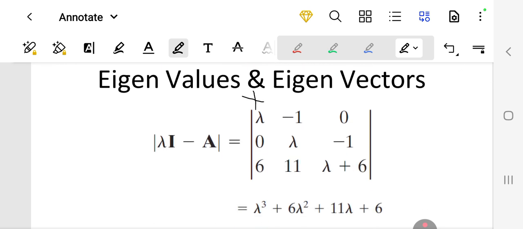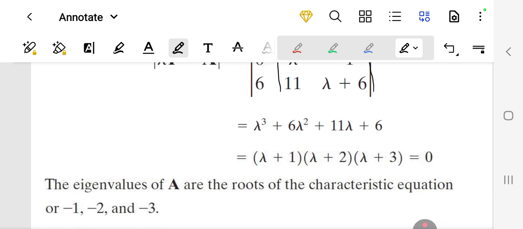The first column is positive, the second column is negative, and the third column is positive. We get lambda times the subdeterminant, which is lambda, negative 1, 11, lambda plus 6. And for the second entry it will be negative 1, and we remove the row and column with negative 1 and have the subdeterminant 0, negative 1, 6, lambda plus 6. We get the characteristic equation lambda cubed plus 6 lambda squared plus 11 lambda plus 6 equals 0.